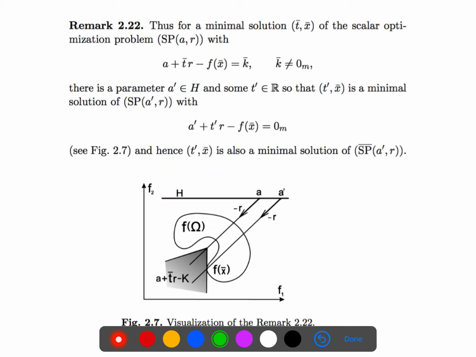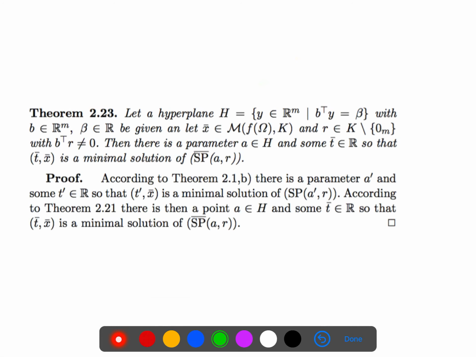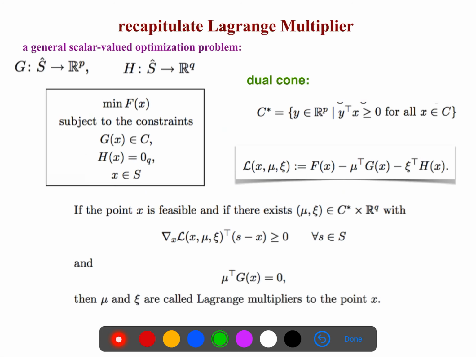So geometrically, this is a reference point when we have 0, and this is when we are doing it in a non-trivial case. And here we say that the hyperplane is given and x bar is in the minimal set. And then there is a parameter a and t bar, so that t bar is also a solution of SP bar, SP, and so this is a simple problem.